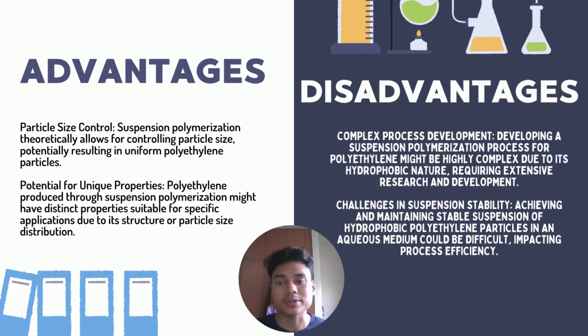What are the advantages of suspension polymerization? Firstly, particle size control. Suspension polymerization theoretically allows for controlling particle size, potentially resulting in uniform polyethylene particles. Secondly, potential for unique properties. Polyethylene produced through suspension polymerization might have distinct properties suitable for specific applications due to its structure or particle size distribution. Next, the disadvantages. Firstly, complex process development.